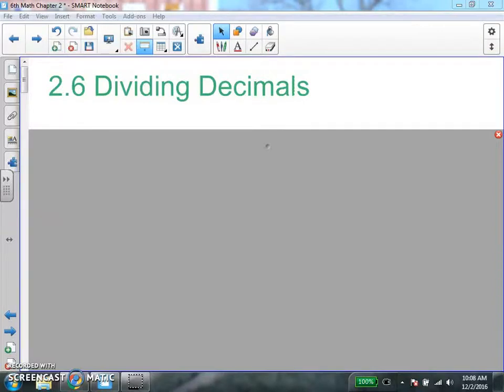All right, welcome to Math 1, Section 6. This is Chapter 2, the very last section in Chapter 2. It is on dividing decimals.